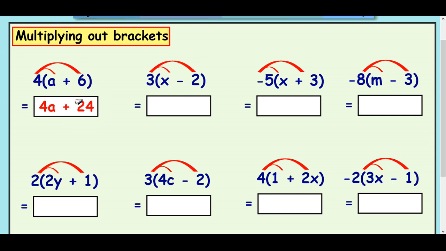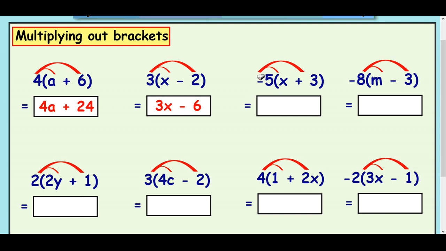So both terms in the bracket need to be multiplied by the number at the front. And the second one here, we've got 3 times x first, and then take away, and then 3 times 2, which is 6. So multiplying that bracket out gives you 3x minus 6. Again, this is just a quick revision of it.